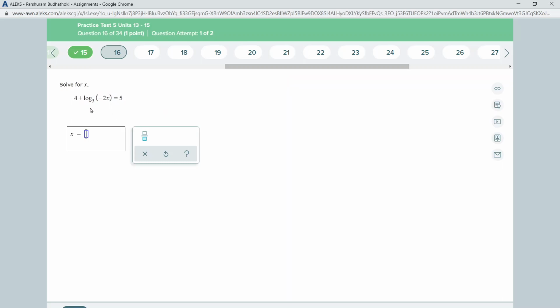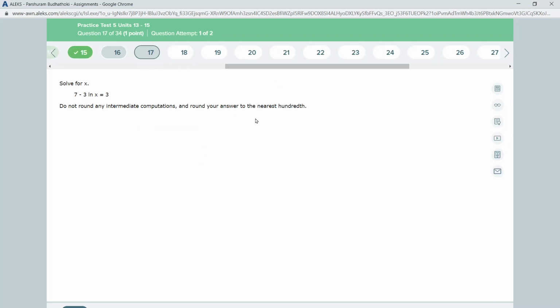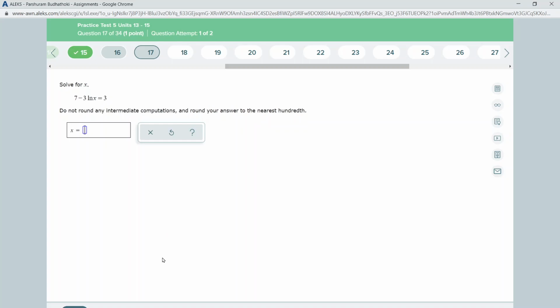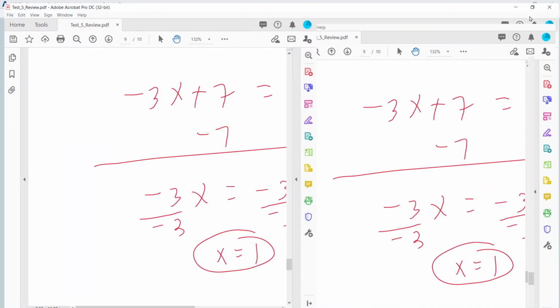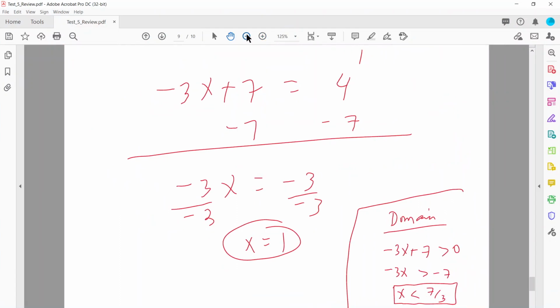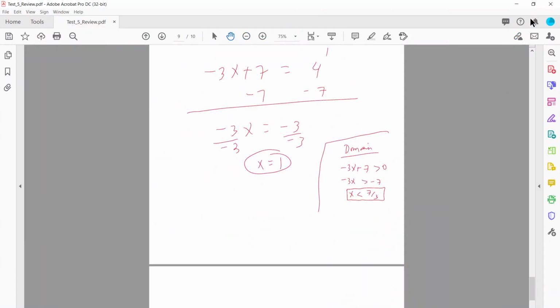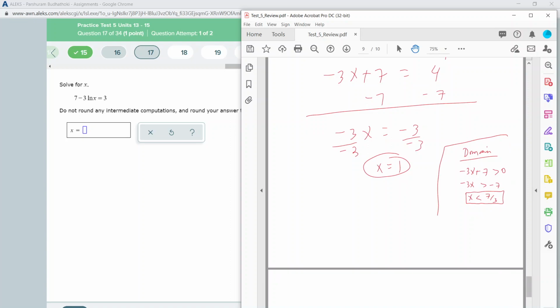By using the very same trick, the way we did number 15, just bring the 4 on the right side, and then change this into exponential form and solve this. This is exactly same as number 15, so I'm going to skip it. 17, very same. Okay, so 17 is very same.